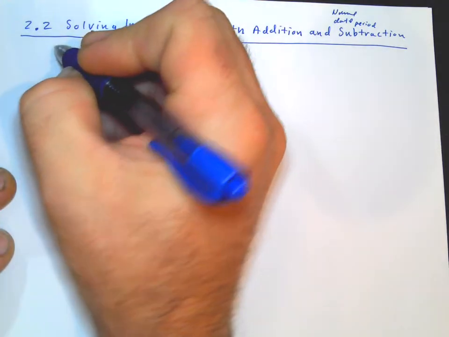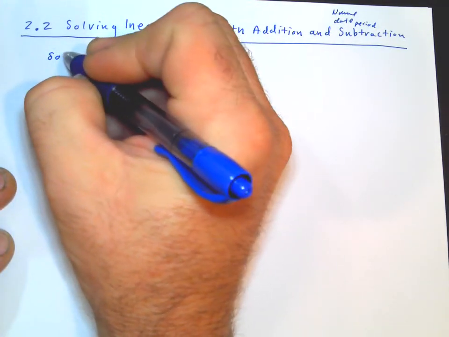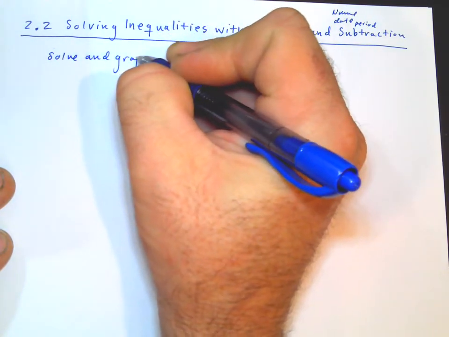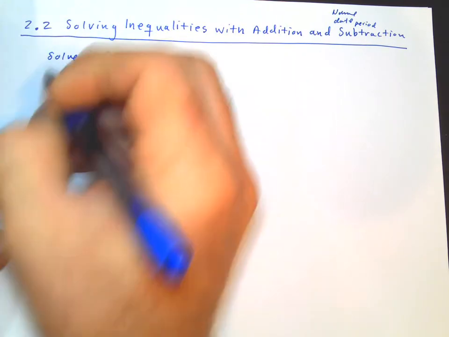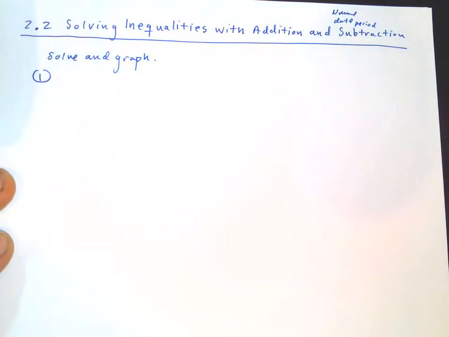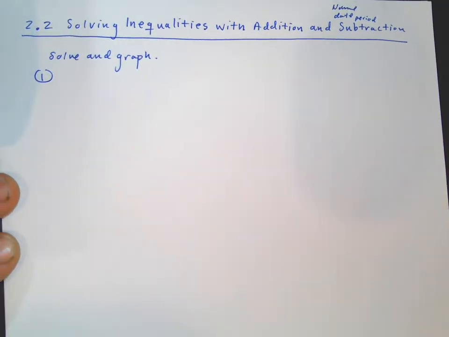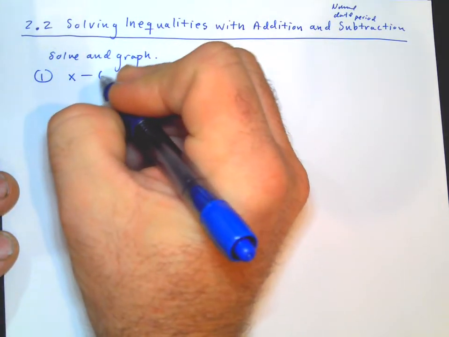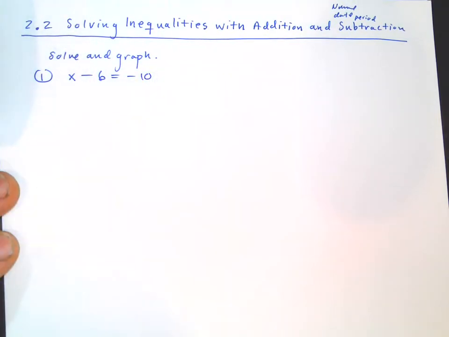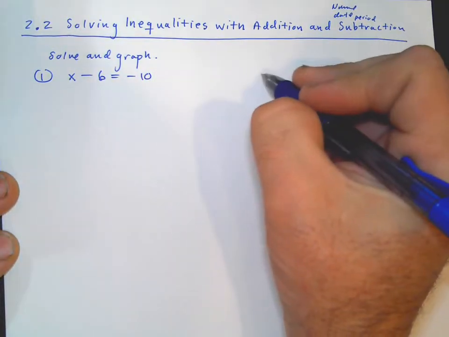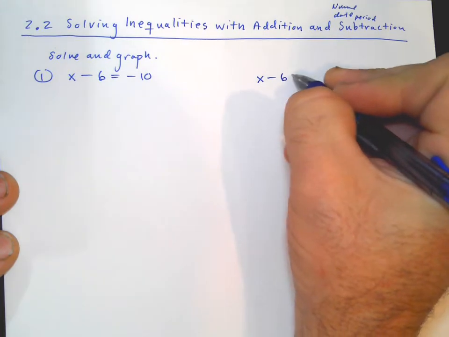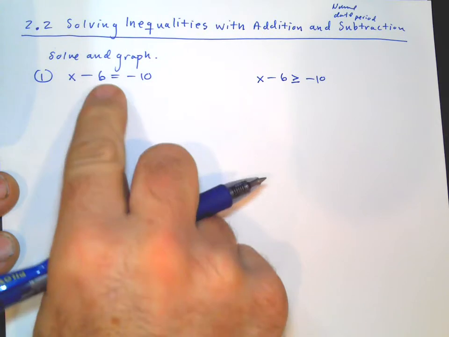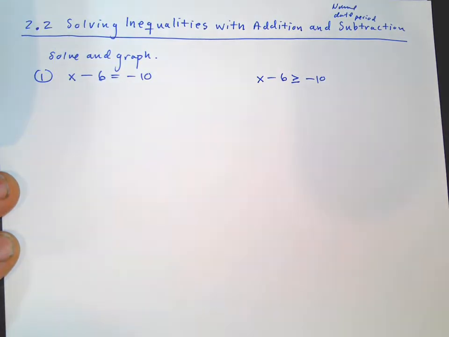All the problems today, the directions will be solve and graph. Solve and graph. So the first example, I'm going to tie this to what we've done in previous chapters, in chapter 1. We're going to start with an equation, and then after we do the equation, we're going to do an inequality that looks very similar. So equations have equal signs. To solve it, you want to get the value of x that would make it true.